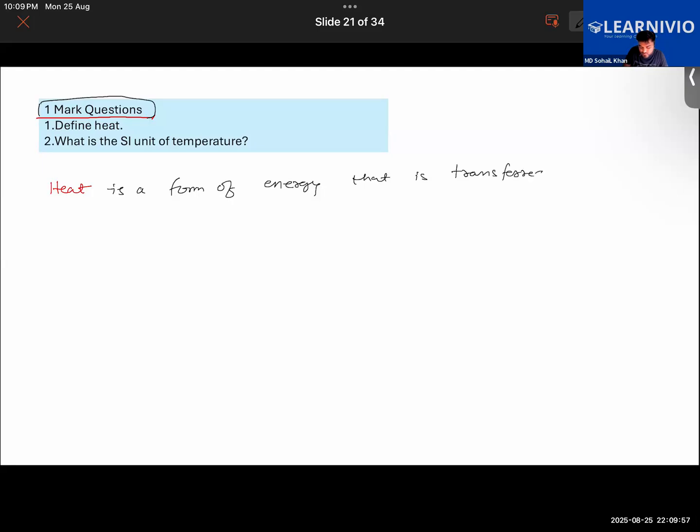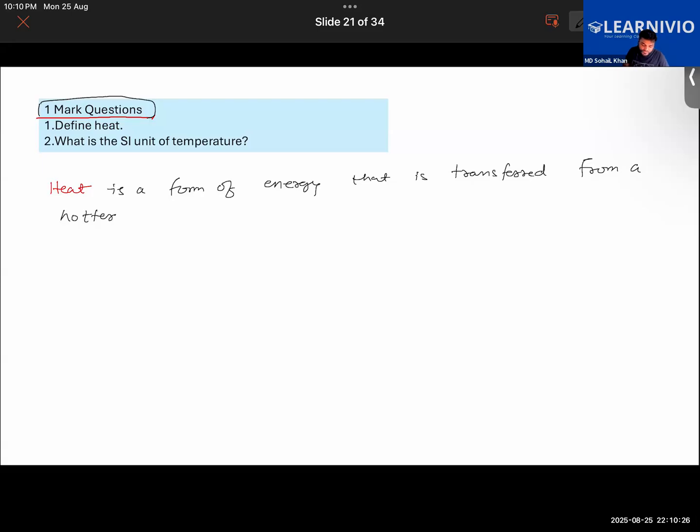Sir, can I tell the answer for the second question? Yeah, tell me. Sir, Kelvin. That is Kelvin. Good. But what about joules? That is the unit of heat actually. Heat and temperature are slightly different things. Heat is a form of energy. Temperature is the measurement of the hotness or coldness. The SI unit of temperature is Kelvin. He's talking about the second question.